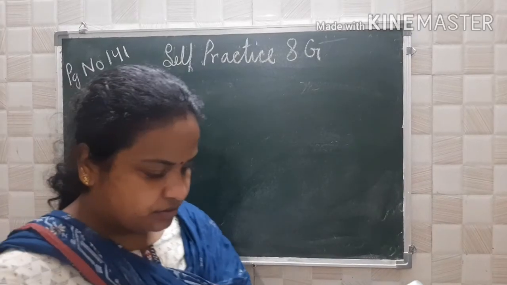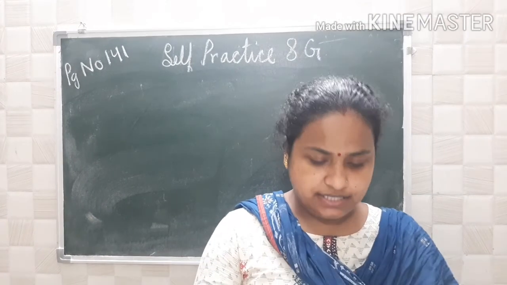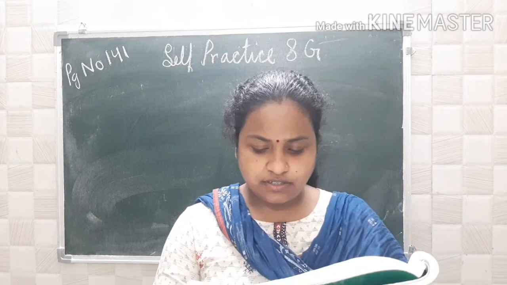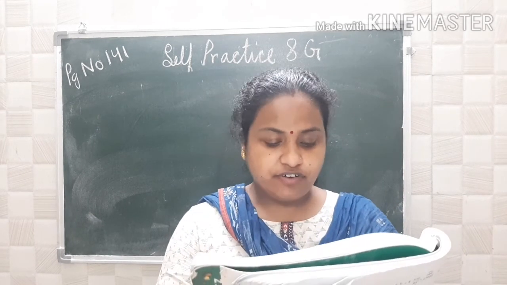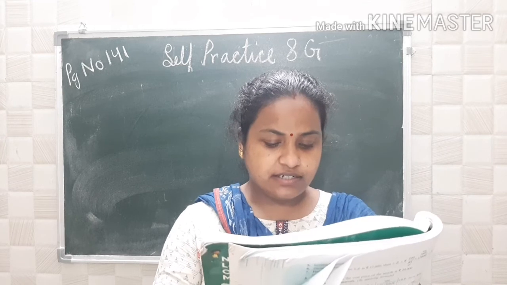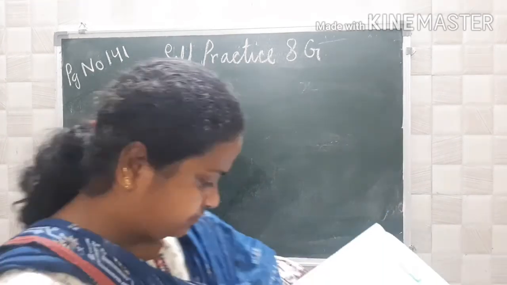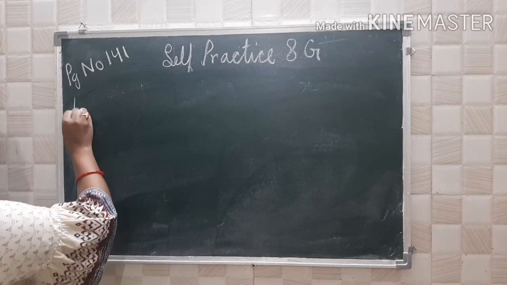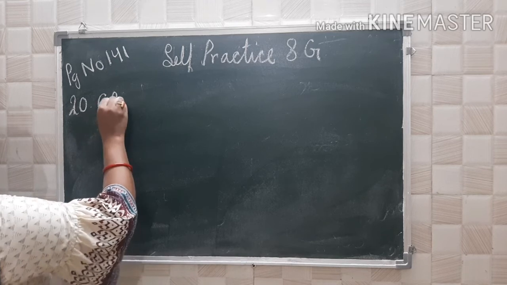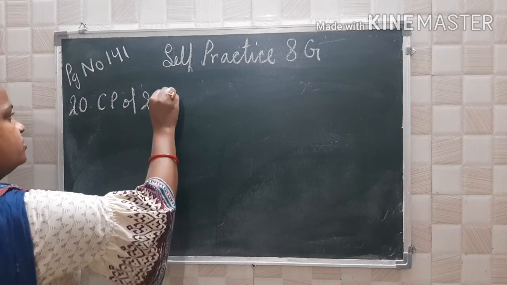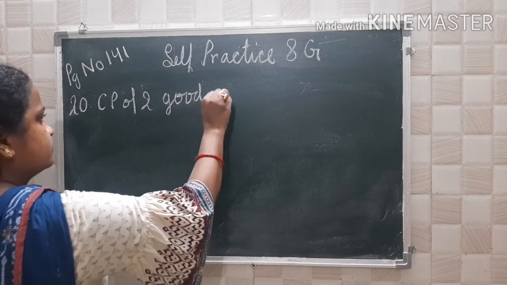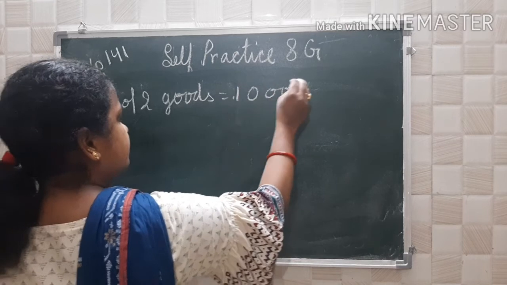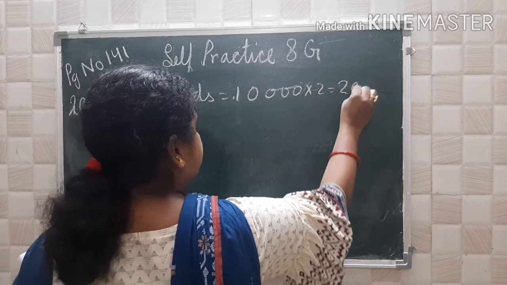A dealer sold two types of goods for rupees 10,000 each. On one of them he lost 20% and on another he gained 20%. Find his gain or loss percent on the entire transaction. A dealer sold two types of goods at 10,000 each. So CP of two goods, 10,000 into 2, that is 20,000.